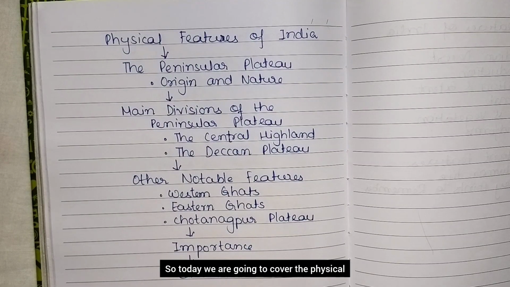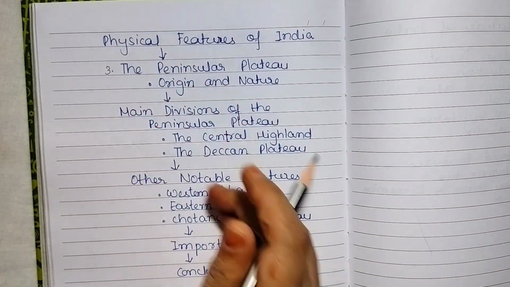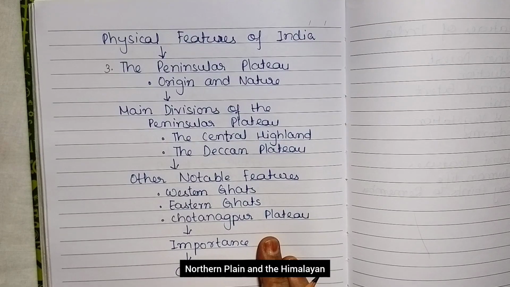So today we are going to cover the physical features of India, and here our topic is the Peninsular Plateau. That is the third one. We have already covered the Northern Plain and the Himalayas, so a detailed video is already there. So let us continue with the Peninsular Plateau.